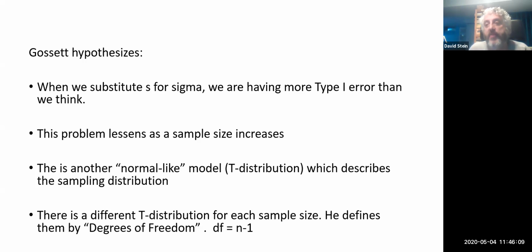And Gossett hypothesizes that there's a different T distribution for every sample size. So if you're taking a sample size of 20, he's going to say there's a T19, the T distribution with 19 degrees of freedom. And so these are his hypotheses. Now he hasn't really done this with any math. And I want to show you now.